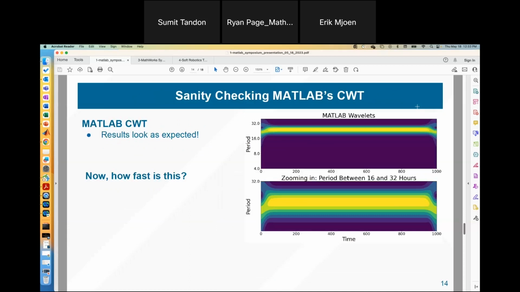Okay, so the integration is really the first step. So we moved on to MATLAB's implementation of the CWT from the wavelet toolbox. And it looks, as you would expect, much like the second Python package implementation. Now, how fast can it go?